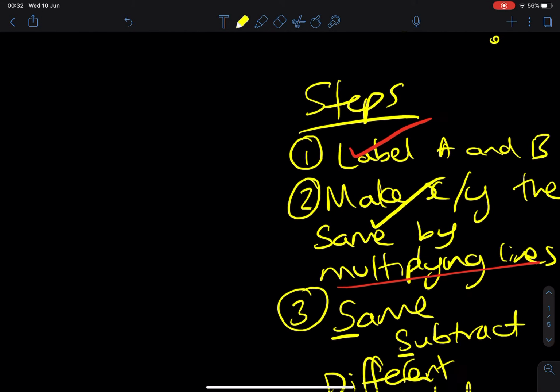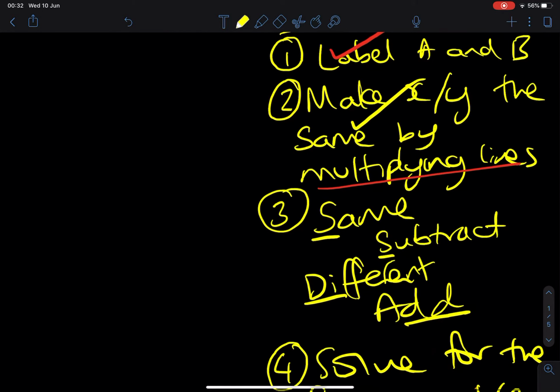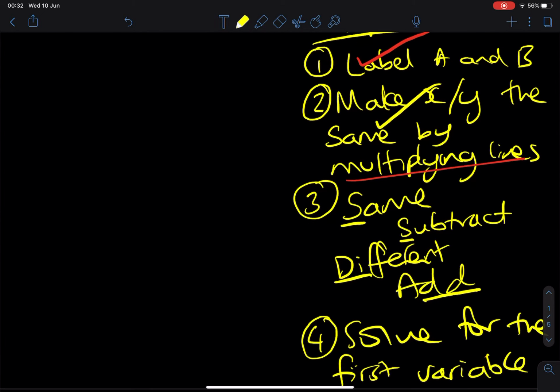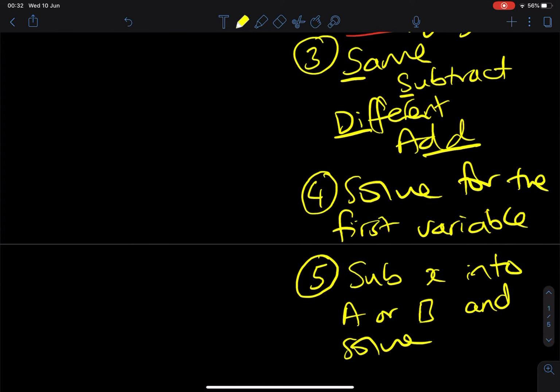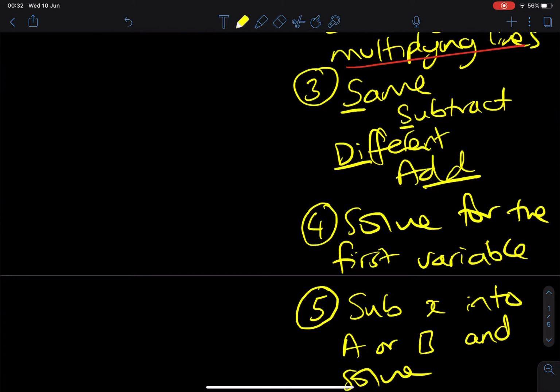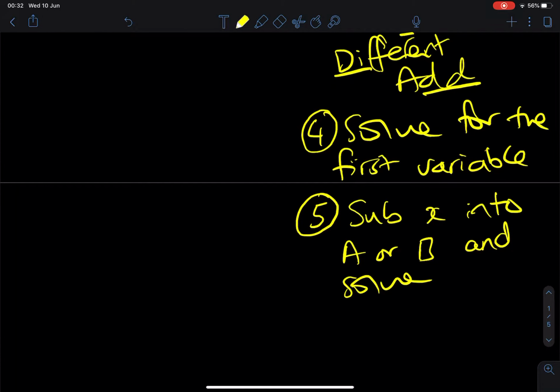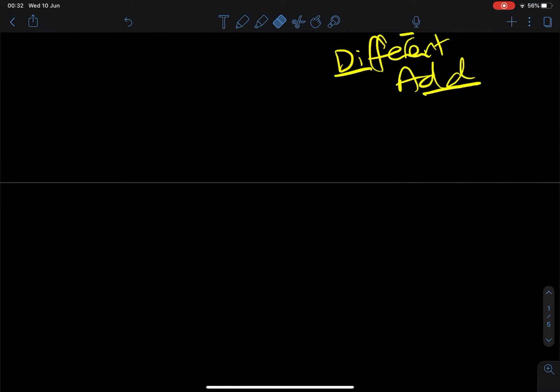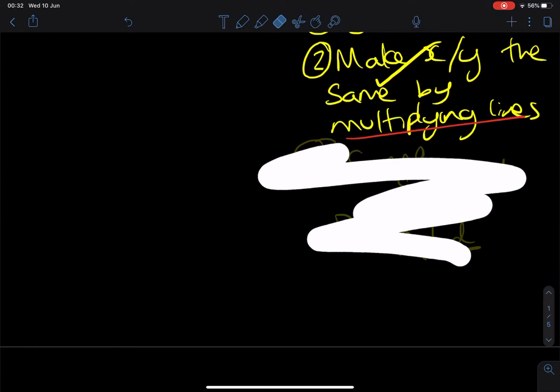So what I'm going to do is a quick recap as to the steps. Label A and B, make x or y the same by multiplying the lines. If they're the same, you subtract. If they're different, you add. You solve for the first variable and then use your first variable answer to substitute back into the equation and work out what the remaining variable is. So let's rub this bit out.